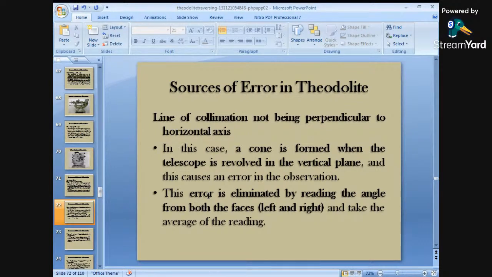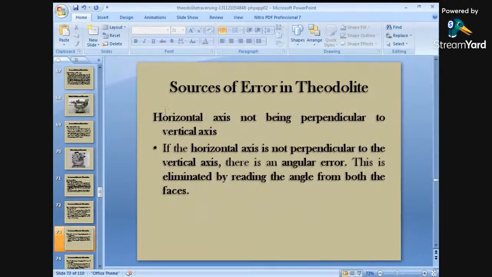Then you will have to take the average of these two values, that will give you the perfect reading. After this, horizontal axis not being perpendicular to the vertical axis. If the horizontal axis is not perpendicular to the vertical axis, there is an angular error. So this is eliminated by reading the angle from both the faces.